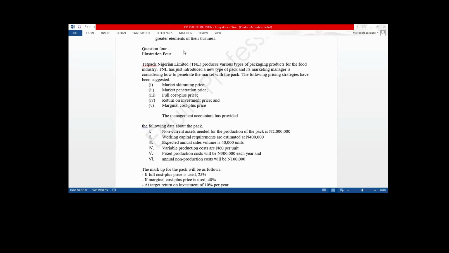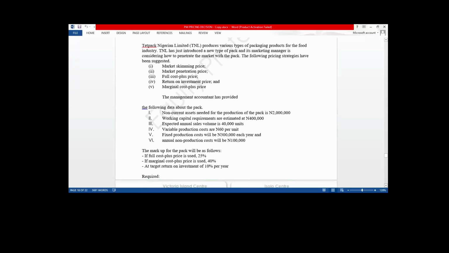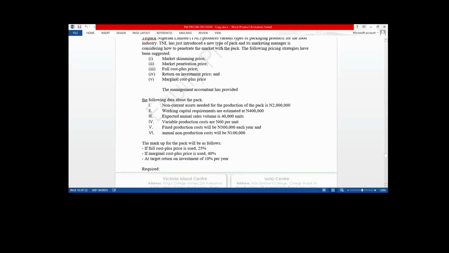Marginal cost plus. It is a pricing method that is arrived at by considering only the variable cost of production. Great. Plus what? Plus the percentage markup. That's correct. When can we use marginal cost plus pricing?